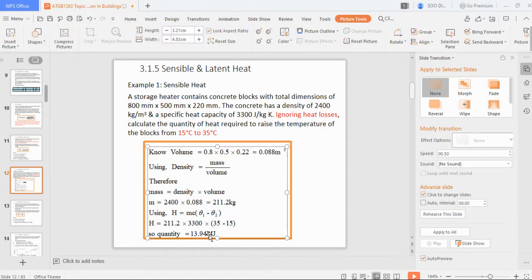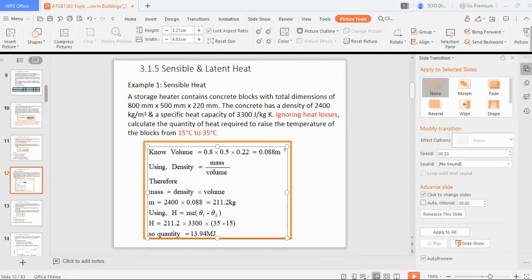This M is a scale like the K. It's a scientific scale.